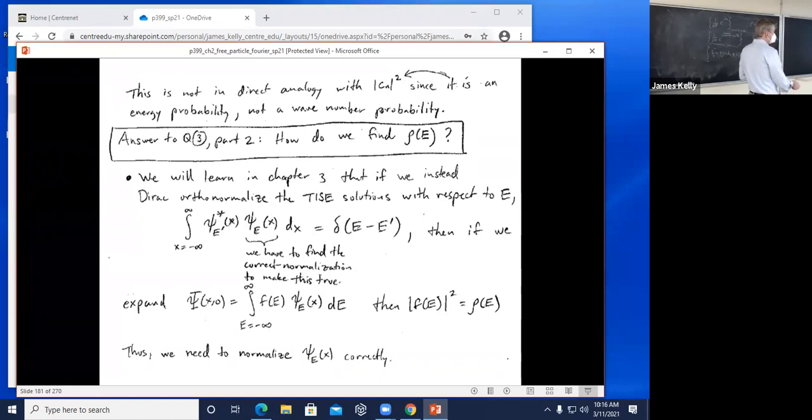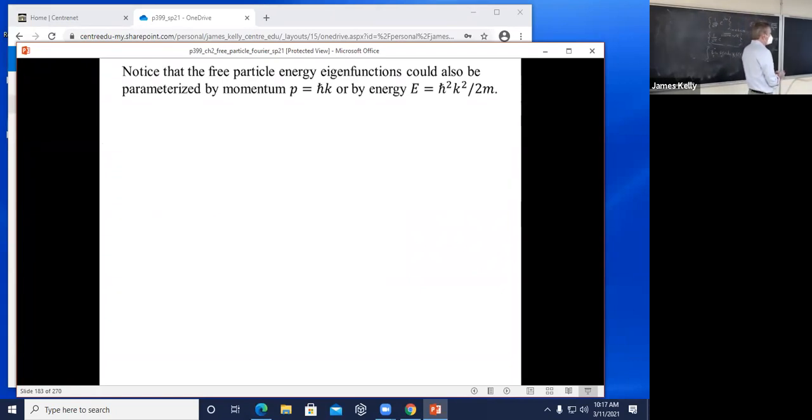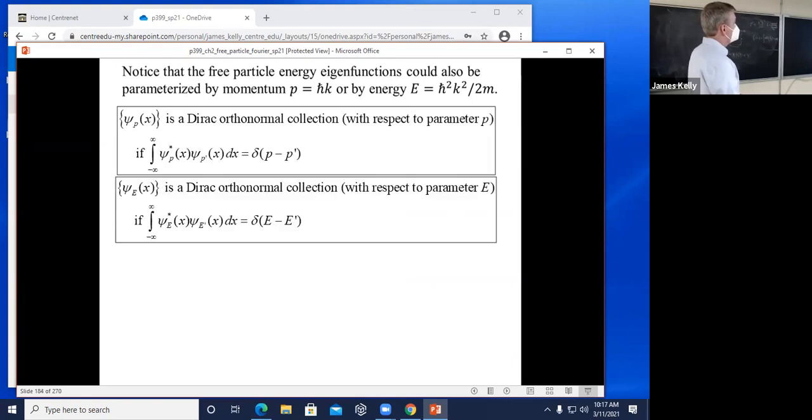Yes, so we need to normalize the psi e's correctly. So let me just tell you what the answer is here. If I just try to translate and put in root 2me over h bar for each of these k's over there, all I'm doing is changing variables from k to e's. So k is root 2me over h bar, k prime is root 2me prime over h bar. This is certainly true, but the question is, can I somehow write this as delta of e minus e prime with some other constants out in front? The details of that are in the notes. I'm just going to tell you what the upshot is here, and that is that we need to choose different constants that are out in front, okay?